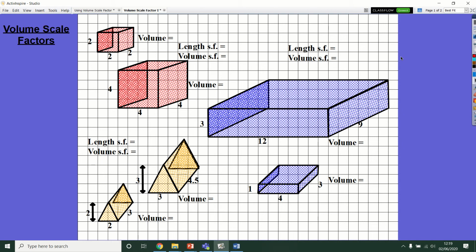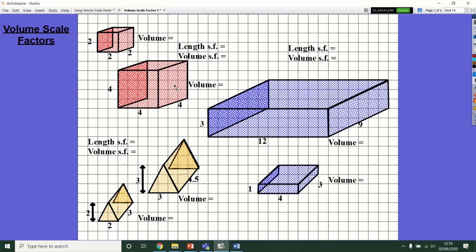So I will help you out with the cube, and then I want you to do the other two. Remember, for prisms, we want the volume. You can do that by doing the area of the front face, and then you multiply that by the depth of the tunnel. Okay, we've done the lesson on that in previous weeks.